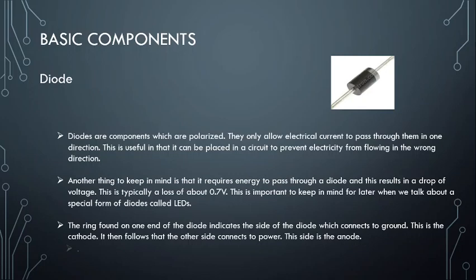Another thing to keep in mind is that it requires energy to pass through a diode, and this results in a drop of voltage. This is typically 0.7 volt. This is important to keep in mind for later when we talk about a special form of diodes called LEDs, light emitting diodes.